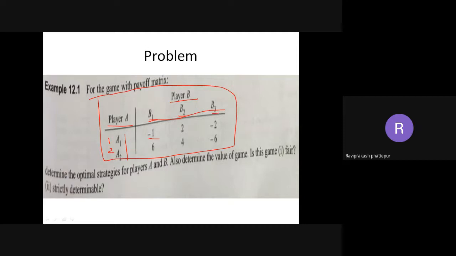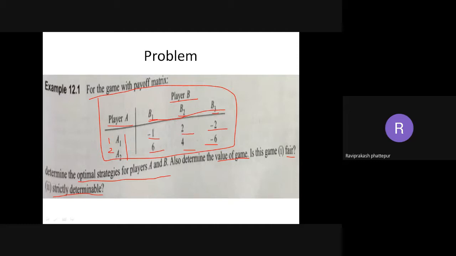These values are the payoffs: -1, 2, -2, 6, 4 and -6. What they are asking is to determine the optimal strategies for players A and B, and also determine the value of the game, and whether the game is fair and strictly determinable. Fair in the sense that if it is a zero sum game, it is fair.